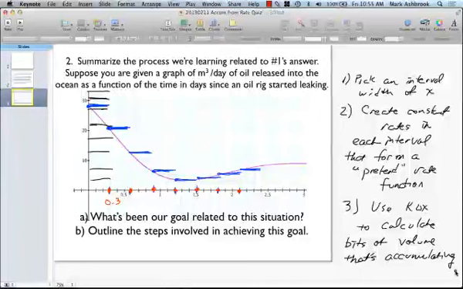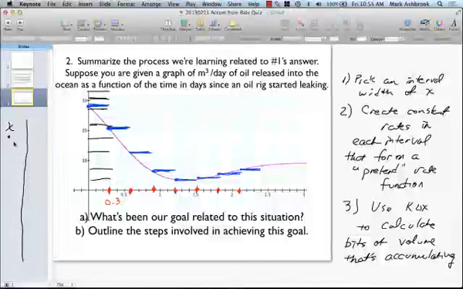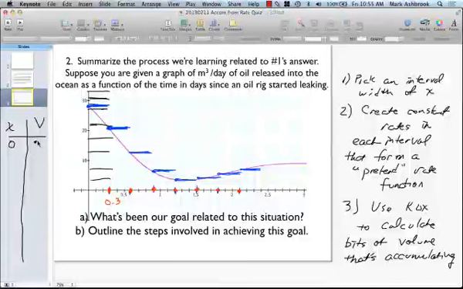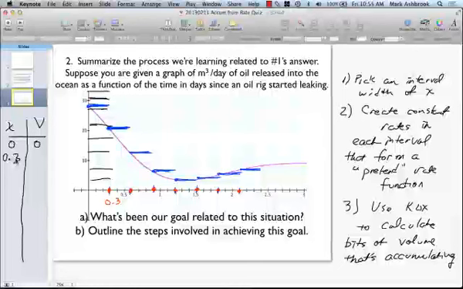Okay, and then from that we can set up an accumulation function. At this point, it's just a table. So we've got X is number of days, and then we'll call V for amount of oil. All right, so how much oil has spilled at time 0? At the moment that it starts to leak, how much oil do we have spilled? 0, right? Okay, so then now we can figure out how much oil there's been after 0.3 days. How do we do that?